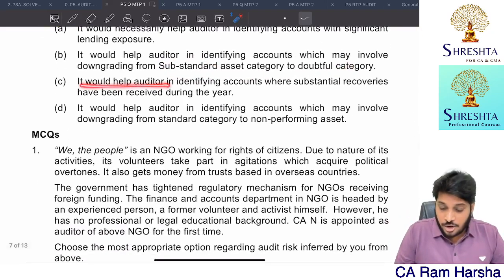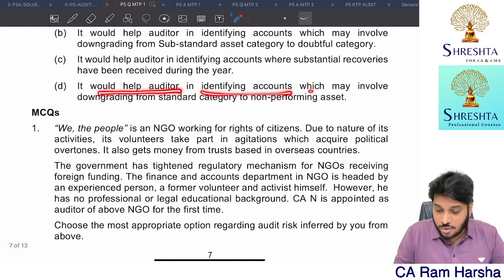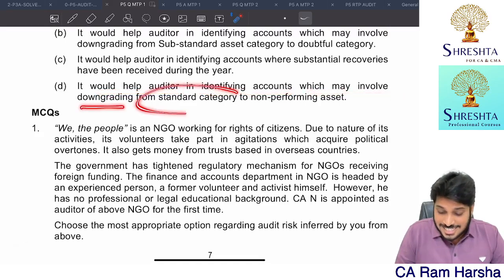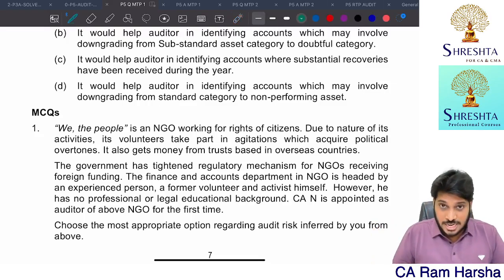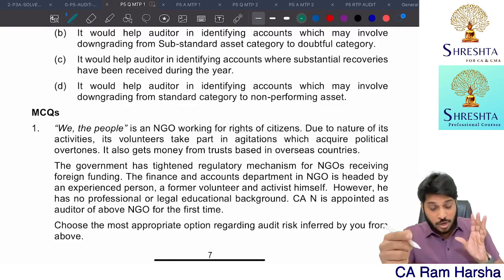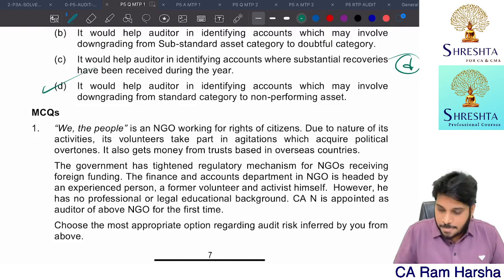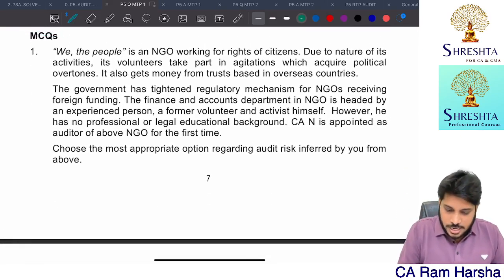It would help the auditor in identifying accounts where substantial recoveries have been received. No, that is also not. It would help the auditor in identifying accounts which may involve downgrading from standard to NPA. Yeah, potential NPA it will show. So originally it's a standard asset. Since it's an SMA, it may be downgraded to NPA, a possibility. So the answer is D. That's it. So, standard MCQs.